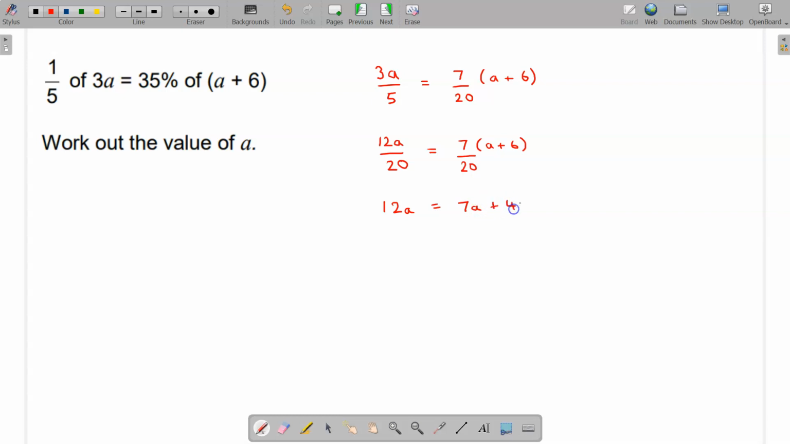Okay, multiplying out the bracket and taking away 7a, I've got 5a equals 42. Well, I just need to divide by 5 to get a, and that's equal to 8.4. Okay, and that's the answer. Next question.